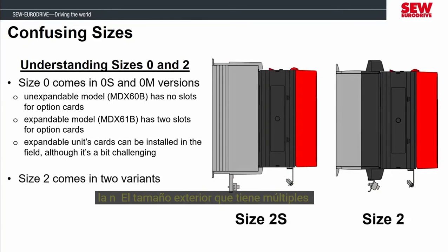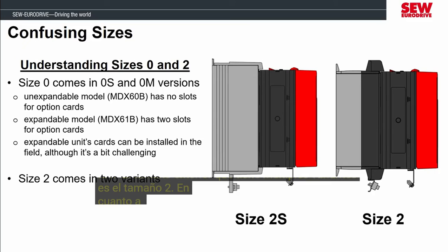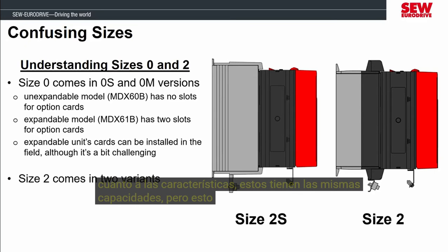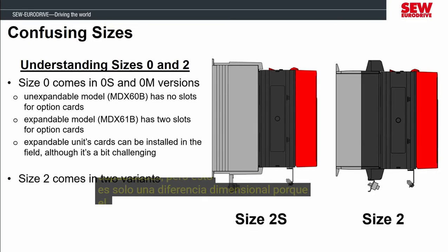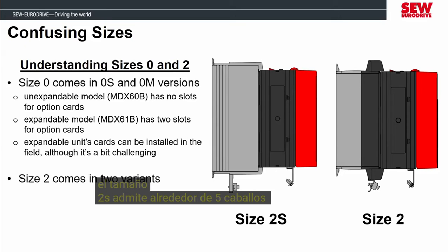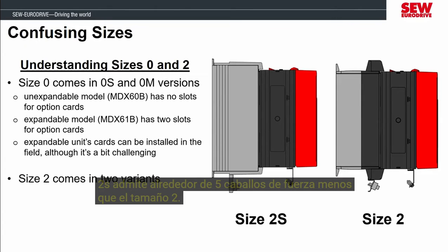The next size that has multiple variants is size 2. Feature-wise, these have the same capabilities, but this is only a dimensional difference because the size 2S supports about 5 horsepower less than the size 2.